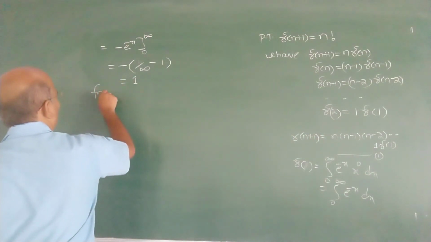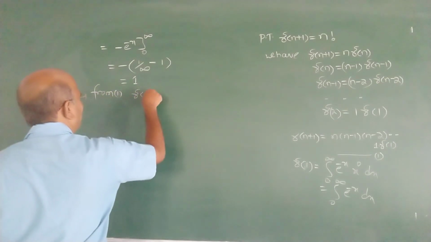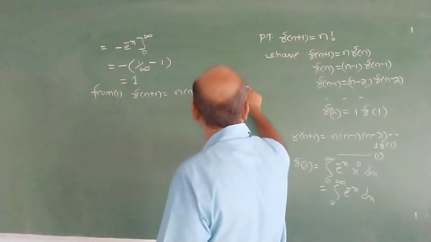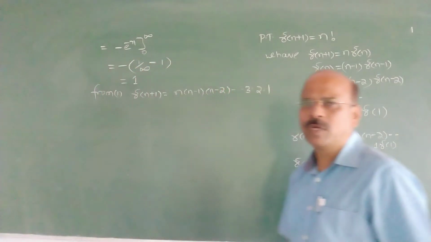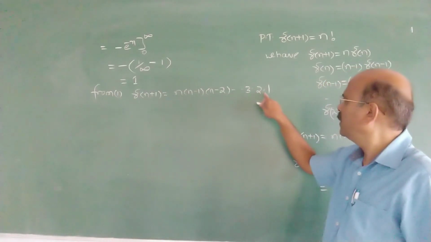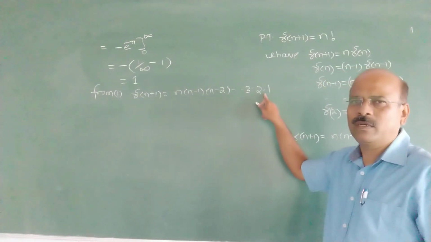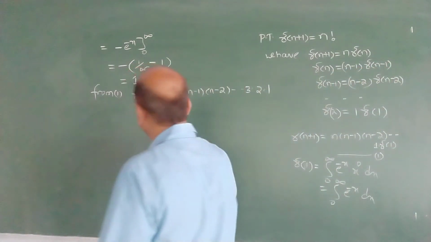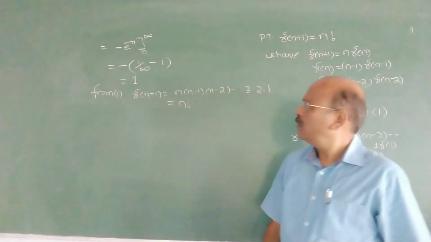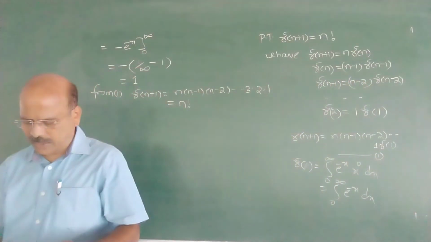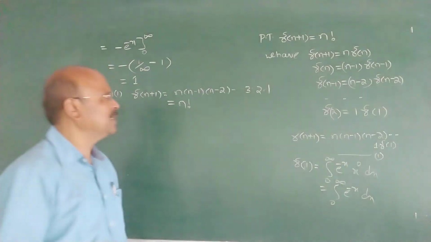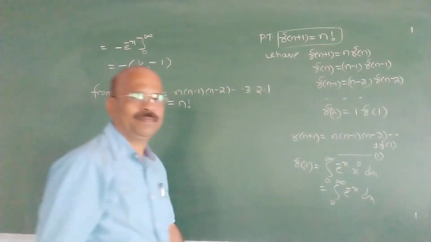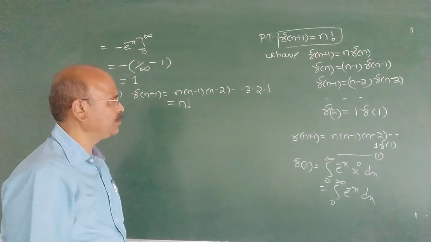So substituting, gamma n plus 1 is n into n minus 1, n minus 2, etc., and this terminates at gamma 1. Finally you will get gamma 1, and gamma 1 is 1. Now it is nothing but n factorial. So if n is a positive integer, then gamma n plus 1 is n factorial. Remember this formula: gamma n plus 1 is n factorial.